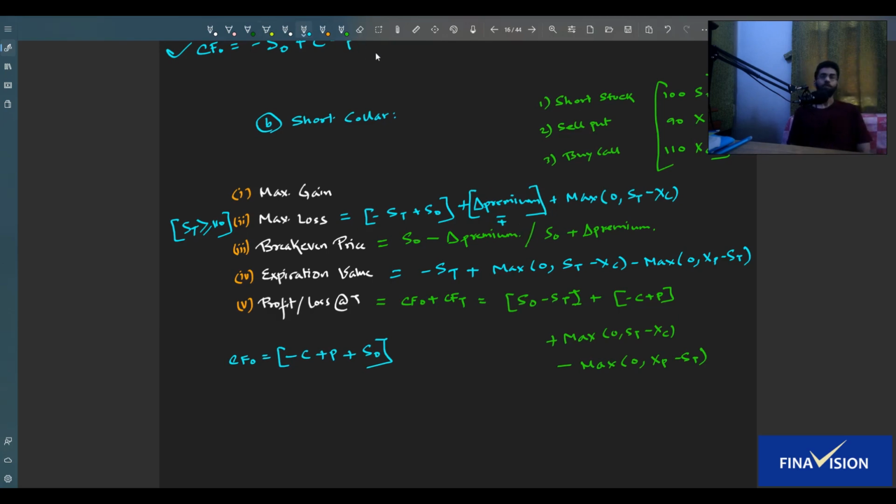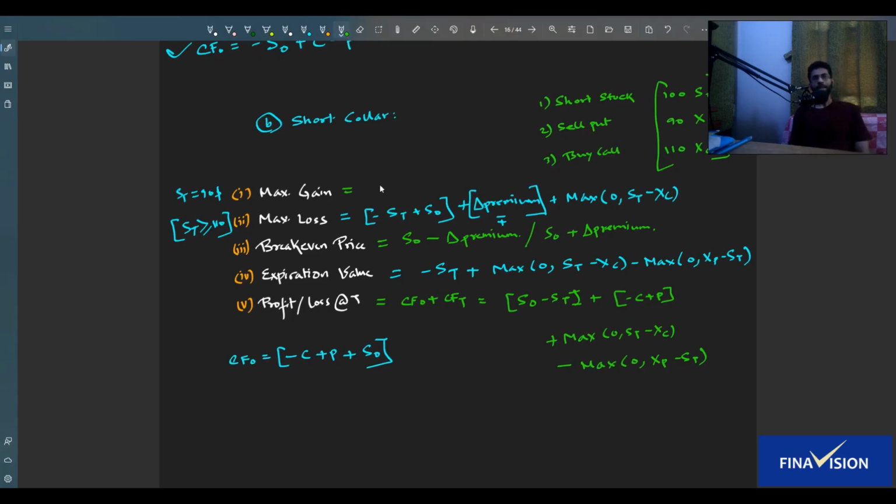Now, what is the maximum gain? The maximum gain happens when the stock price hits the lower strike price, that is the put strike price. So when the price hits $90, that is when the maximum gain happens. And if it goes to 91, the gain is reduced. Remember, it has to exactly hit 90. At that price, there is maximum gain.